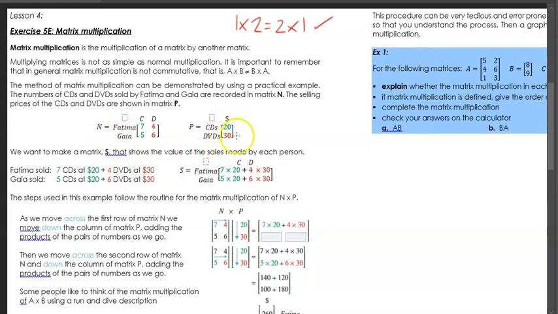The context of how much the CD and a DVD cost will still be the same, but the only thing that's different is how many CDs and DVDs Gaia sold, which is 5 and 6 respectively. So same multiplication, we're just changing it to a 5 and a 6 for Gaia. And again, we're just adding the 2 different multiplications together to get the respective amount that each person got throughout their sales.